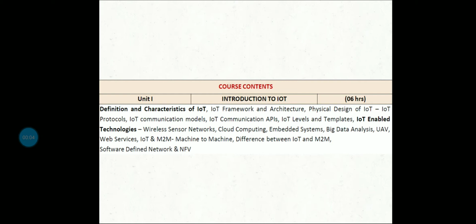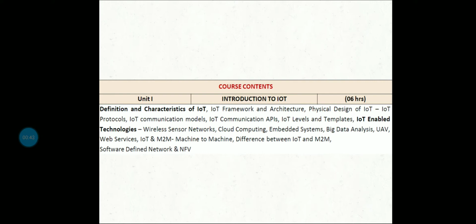Let's take a look at the syllabus. We are in Unit 1 of Internet of Things, and this is the course content on your screen for Unit 1, that is, Introduction of IoT. You can check that we have seen the IoT framework and architecture. Then what is IoT? We have seen the characteristics of IoT, physical design, logical design, and some protocols. Today we are going to start with the topic IoT enabled technologies.